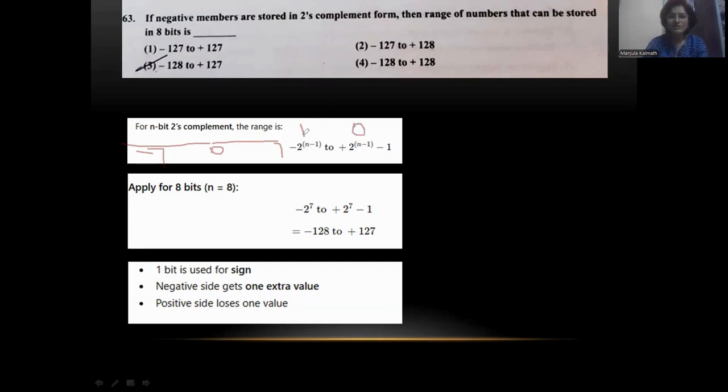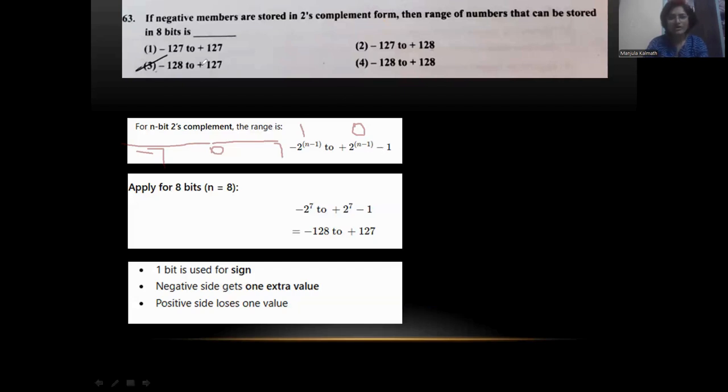So when it is a negative value, one extra bit is required to represent the negative, that is the binary 1. That's why there is one more value than on the positive side. The 0 is accounted for there, and no extra bit is required to represent the positive value. To account for that, it is given as 2 raised to n minus 1, minus 1.